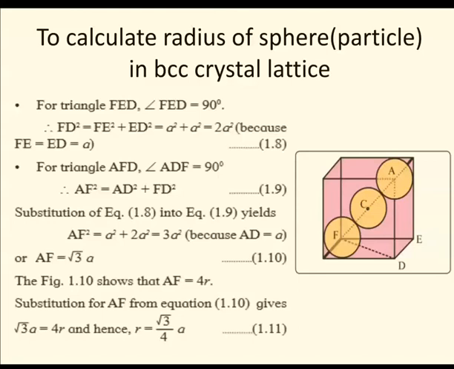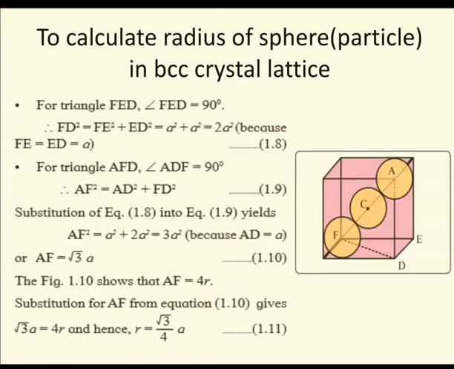For triangle AFD, that is the triangle which is vertical, angle ADF is 90 degree. Therefore, AF square, that is the diagonal of the cube, is equal to AD square plus FD square. Now AD square is the edge, so it will be a square, and FD square we have calculated above. So substituting equation 1.8 into equation 1.9, we get AF square is equal to a square plus twice a square, which is equal to 3a square. Taking square root on both sides, we get AF is equal to root 3 into a.